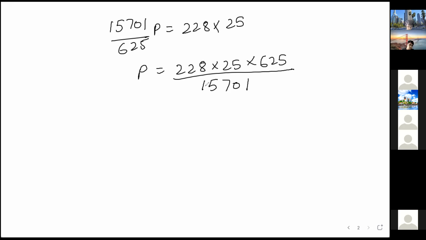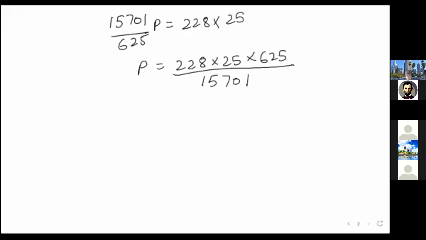Does 3 divide it? No, it won't. Does 7 divide it? Not even 7 will divide it. We'll have to find out like this only, by calculation. What is the answer given at the back? It is rupees 46,875.